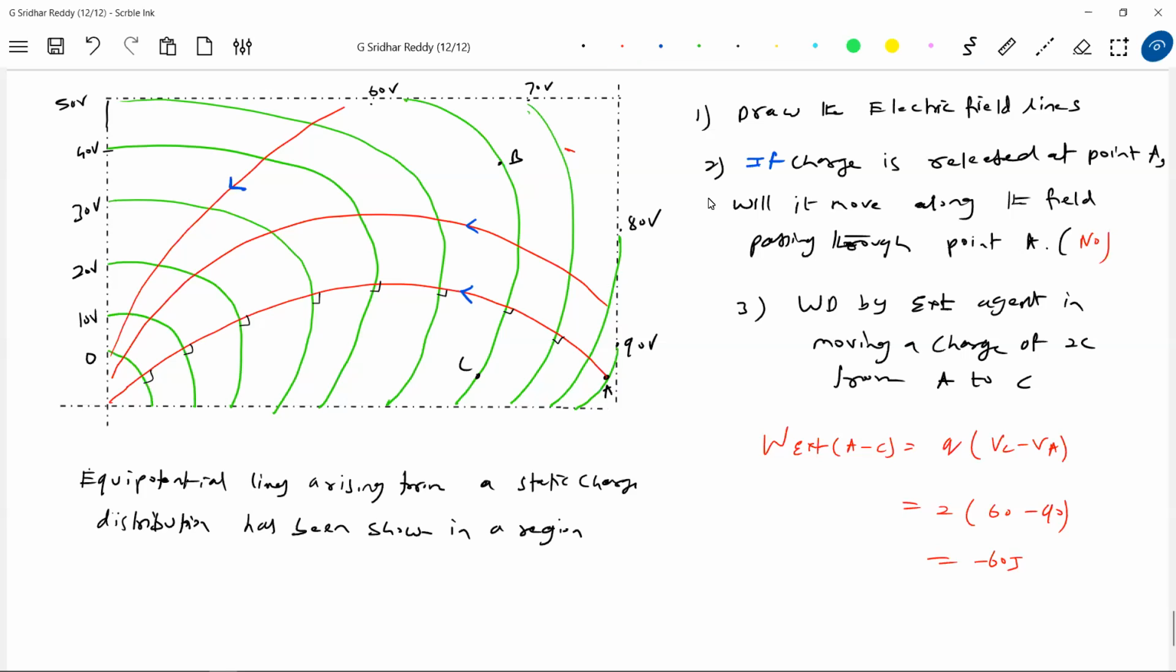Now, if I release a test charge at point A, can it reach point C? No, we can't say that, because the electrostatic force cannot move the test charge along the lines of force. The external agent I can move, but will it depend on the path? Will this answer, minus 60 joules, depend on the path? Means I move like this, then like this, then in this way. No, it is independent of the path.